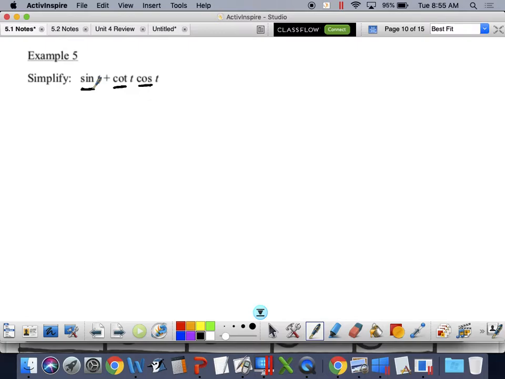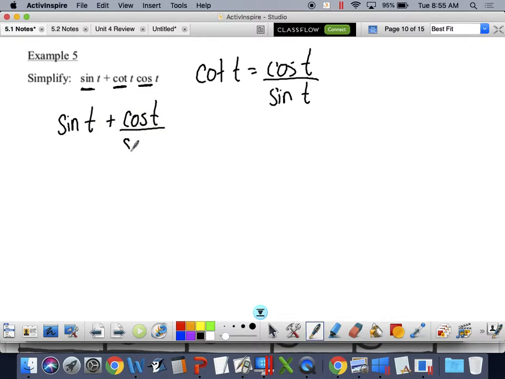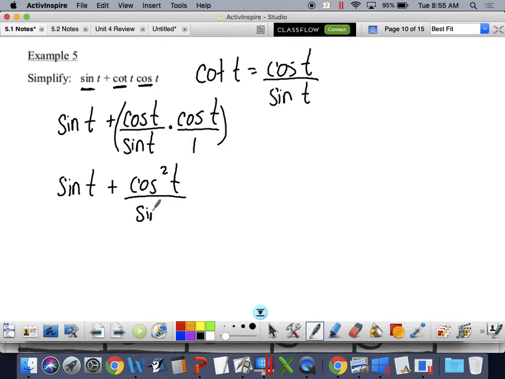So my first thought is, I know that cotangent, and I hate that we're using t, but cotangent is going to be equal to cosine divided by sine. So let's go ahead and change that. I'm going to keep the sine t as it is, but I'm going to change this to cosine t over sine t times cosine t. When I multiply my fractions, I multiply my numerators and my denominators, so I get the sine of t plus cosine squared t over the sine of t.